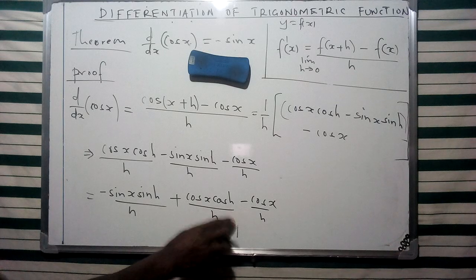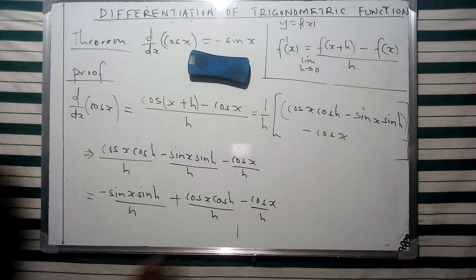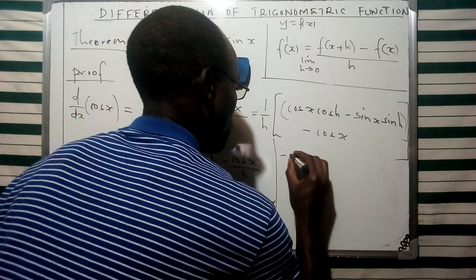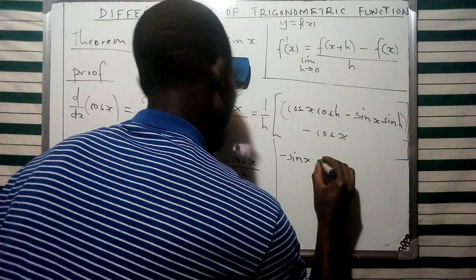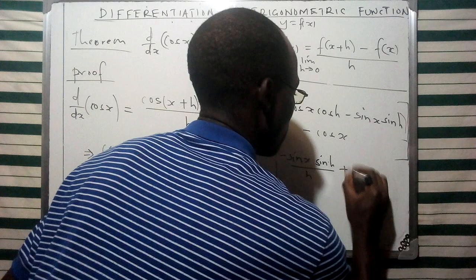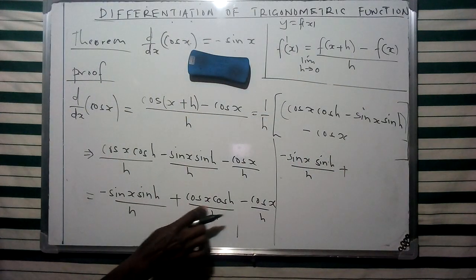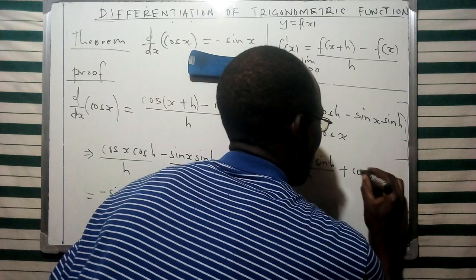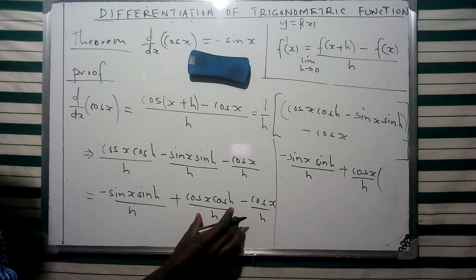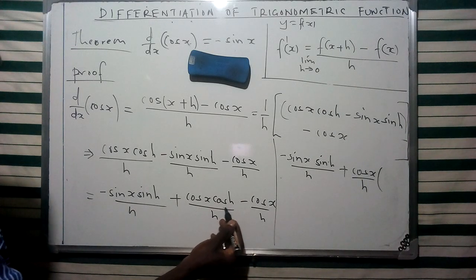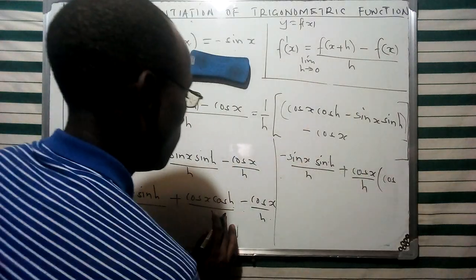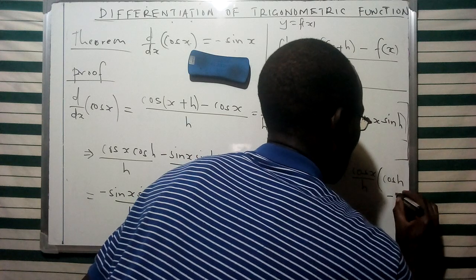So this specific section, I can still do a simplification by perhaps introducing the brackets. So I'm going to have negative sin x sin h all over h, and then plus, I'm going to have the common factor of cos x over h, into cos h minus 1 given as such.